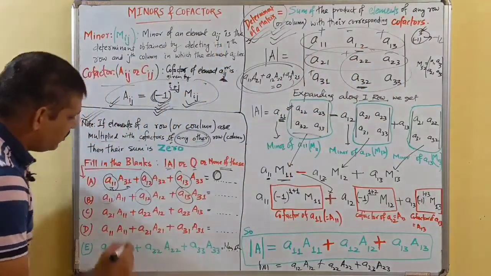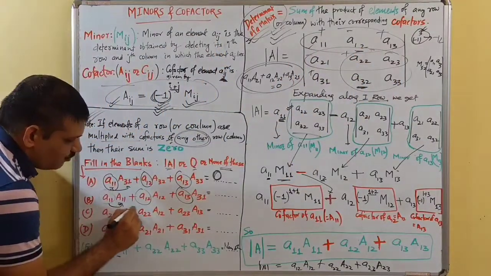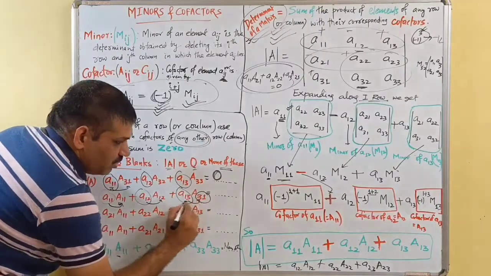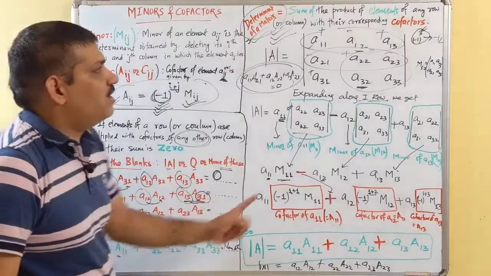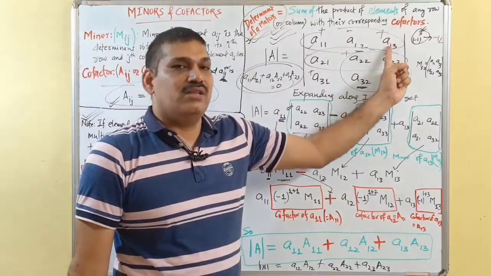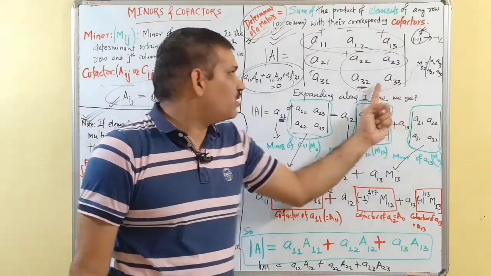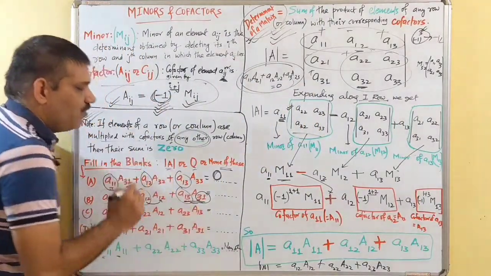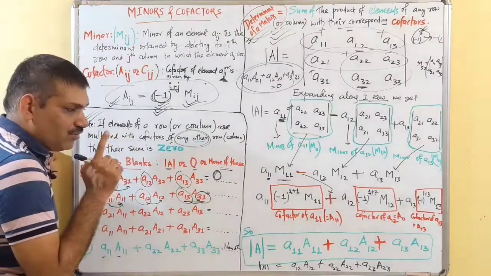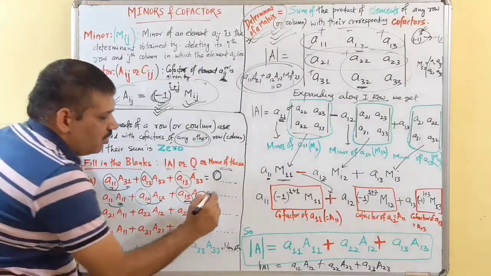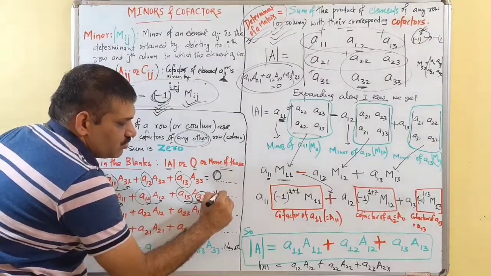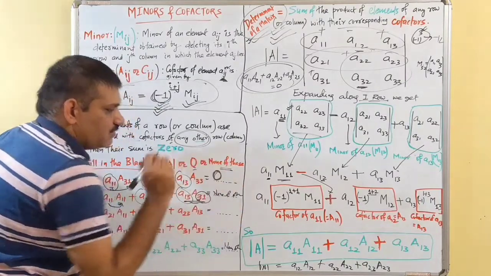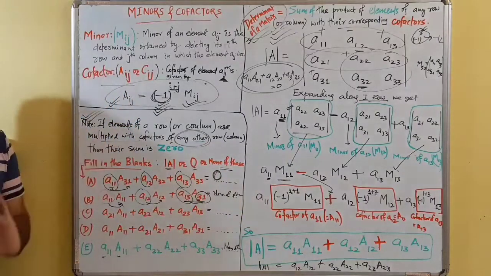Now let's see what we are doing. A11, corresponding cofactor, good. A12, corresponding cofactor, good. But this is not. A13 is not multiplied by the cofactor A13. It is multiplied by the cofactor of 3, 1. So it will not give us the value of the determinant, nor is it 0. It is none of the two. Neither is it 0 nor is it the value of determinant.